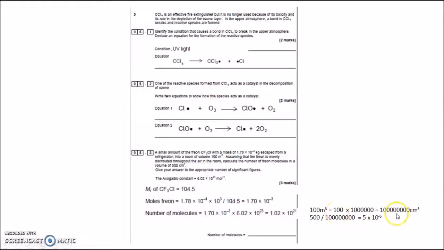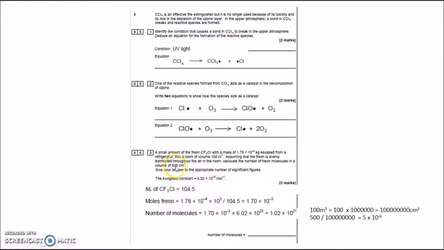So that is the number of centimetres cubed in 100 metre cubed, 1 with 8 zeros, 1 times 10 to the power of 8. I have now got that in centimetre cubed: 100 metre cubed is 1 times 10 to the power of 8 centimetre cubed.